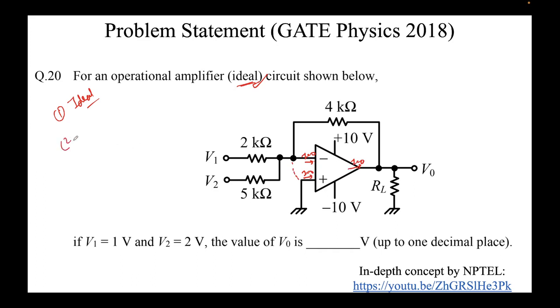Second, ask yourself, is there any feedback? How do we check for feedback? Go to the output side and see if you can reach the input from the output. If I travel along this path, I can reach the input side. So feedback, yes. Third, what kind of feedback do we have here? Since the output is connected to the negative terminal, we get a negative feedback.